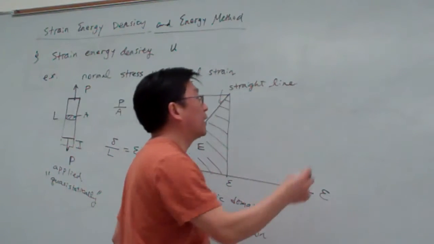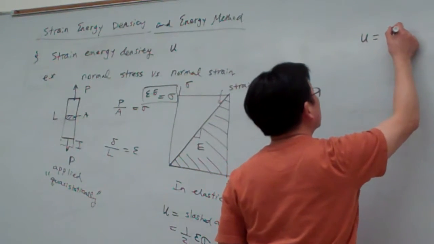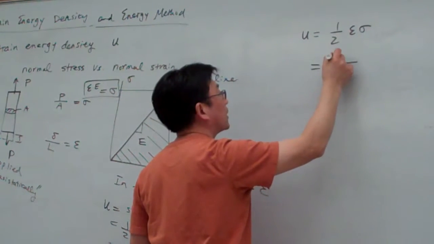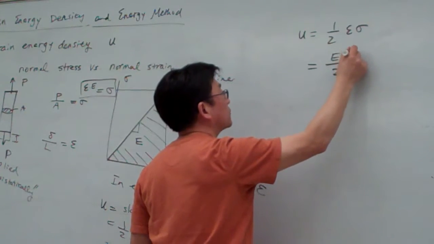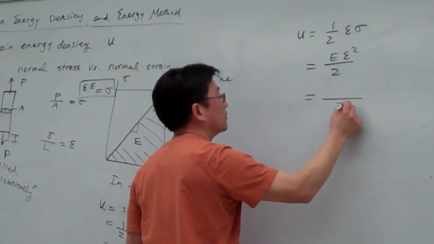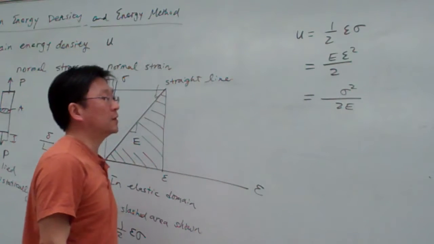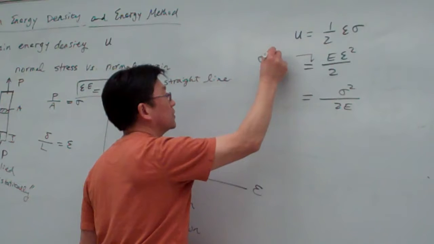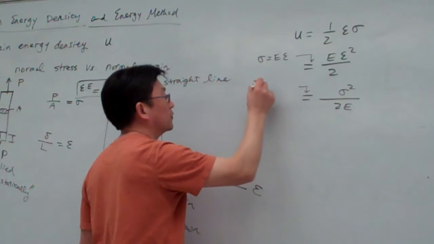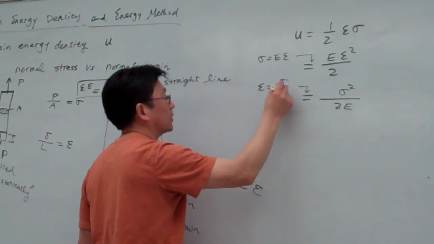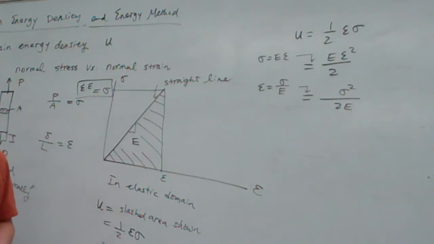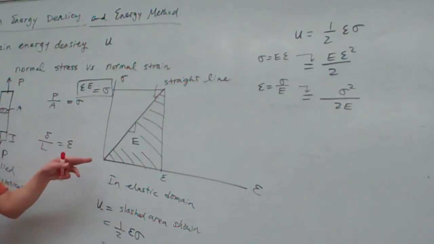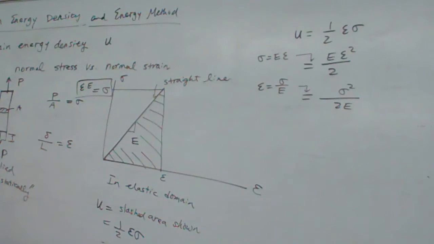further, you can have a few expressions. So this is 1/2 epsilon times sigma. This can be equal to 1/2 E epsilon squared, or if you like, it can become sigma squared over 2E. Basically here, the notation is sigma equal to E times epsilon, and here you use epsilon equal to sigma divided by E, either way. Okay, graphically represented by this triangle.